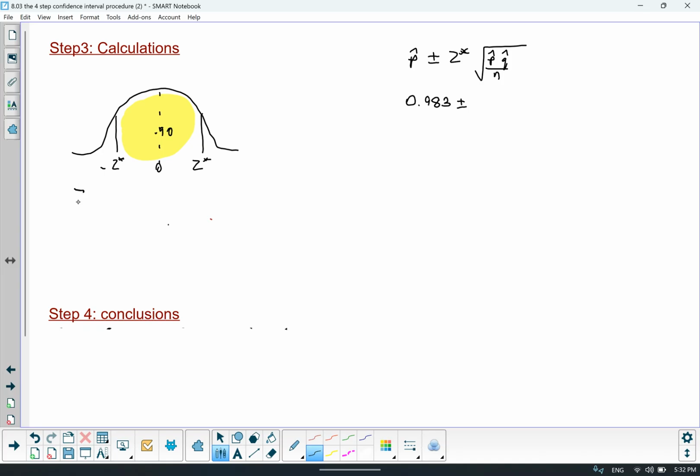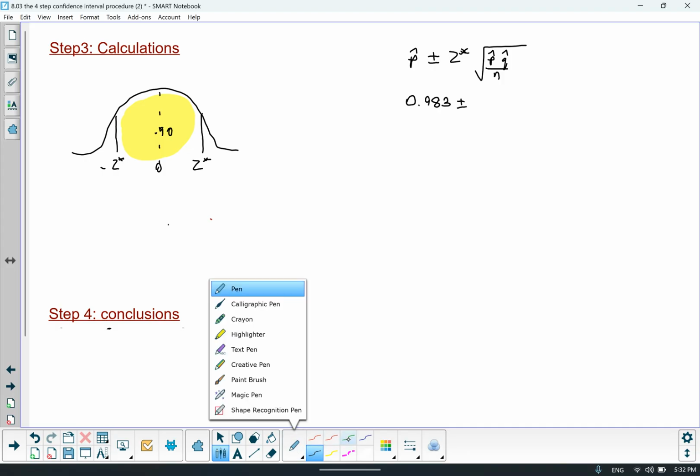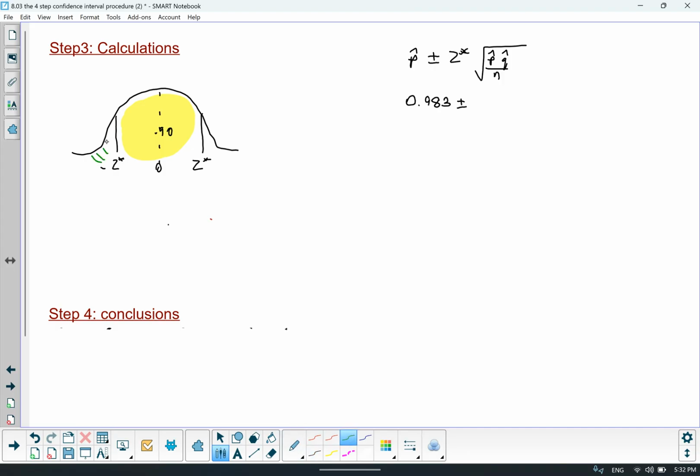So how do we get these values? What you're going to do is use inverse norm. So inverse norm, you need the percentile, so I need this area over here. And this distance, and I'll try to shade it in, this area here and this area on the right are the same. So I'm just going to use the left. So I need that percentile. Well, how do I get that?